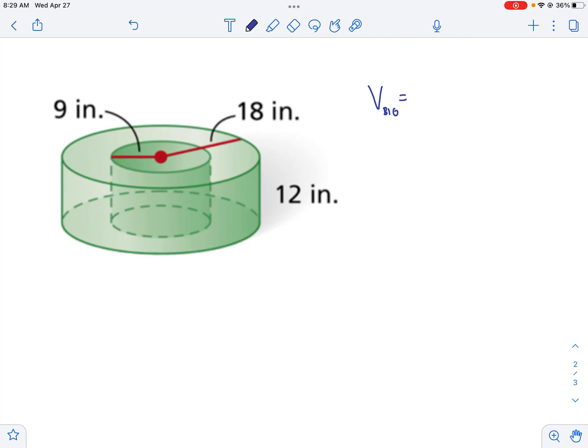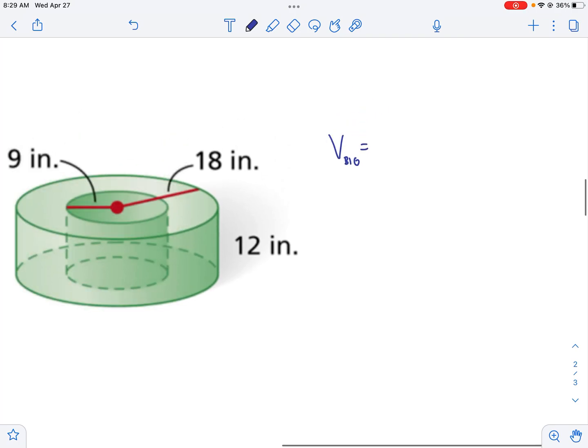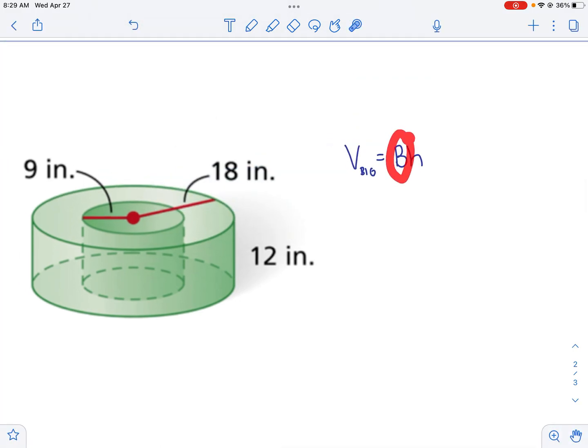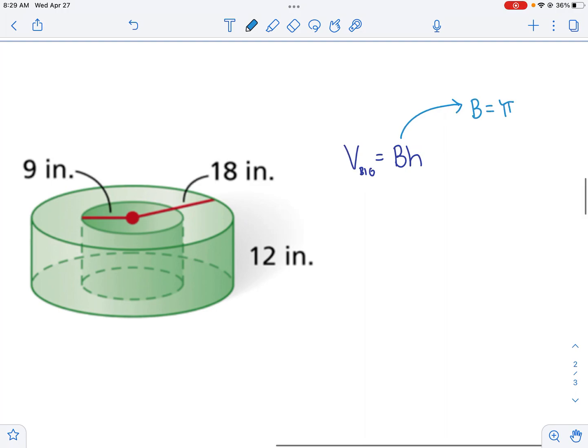So that way I'm clarifying which one I'm finding. So remember that volume of a cylinder is the same formula as a prism. It's just capital B H. And if it's a cylinder, asking yourself, how would you find the area of the base in a cylinder? Well, in a cylinder, the area of the base is a circle. So how would I find capital B? I would just do the area of a circle, which is pi r squared.